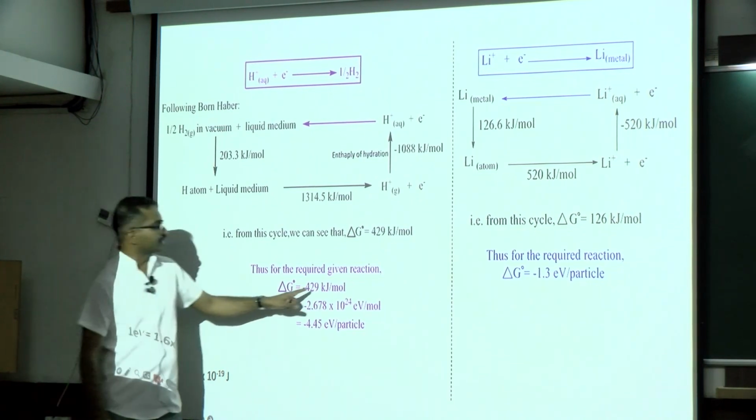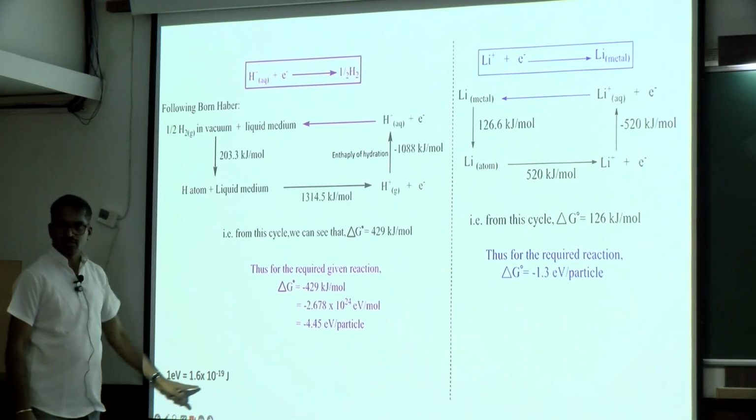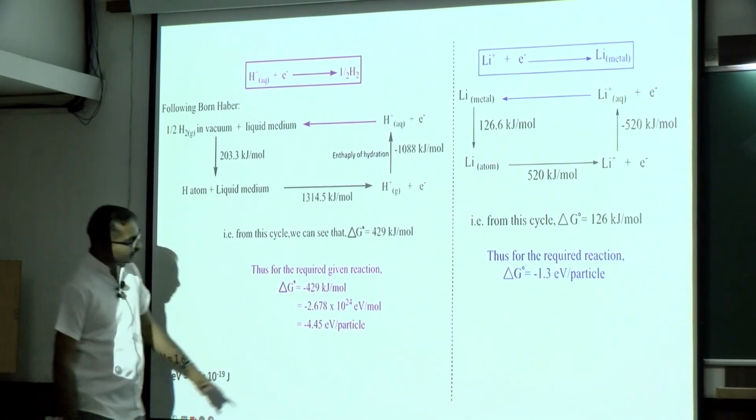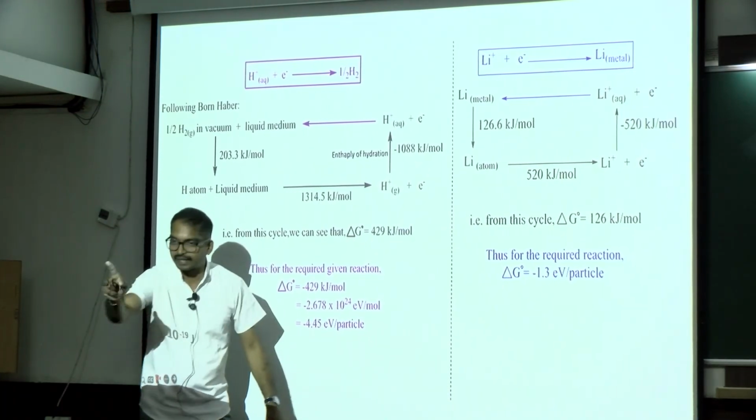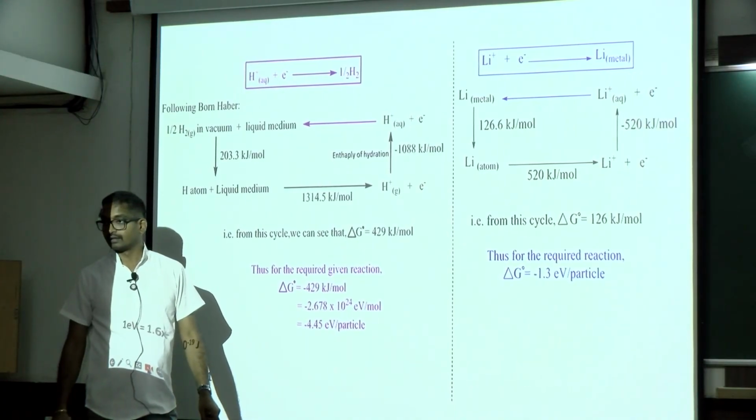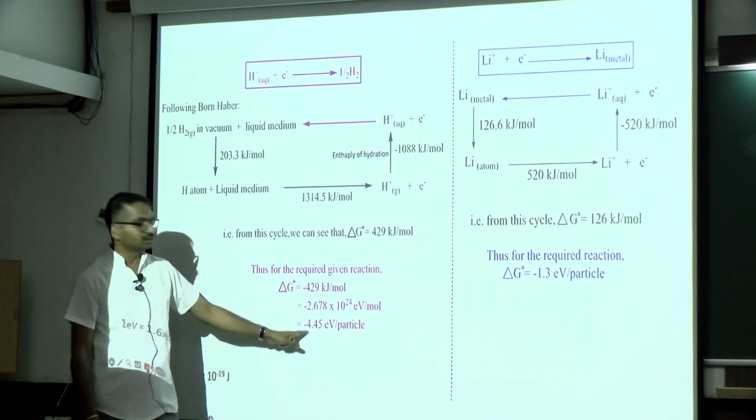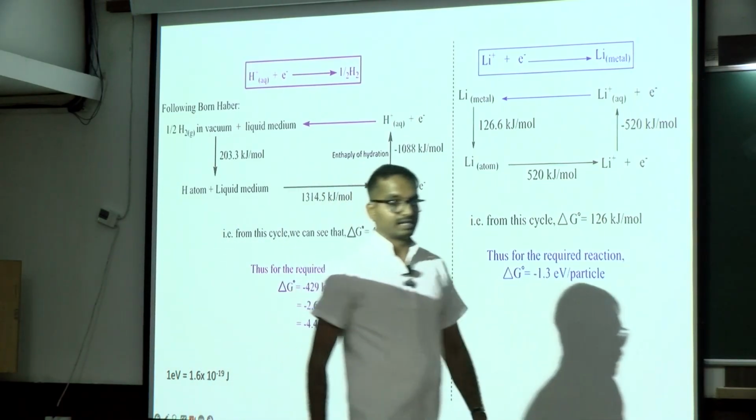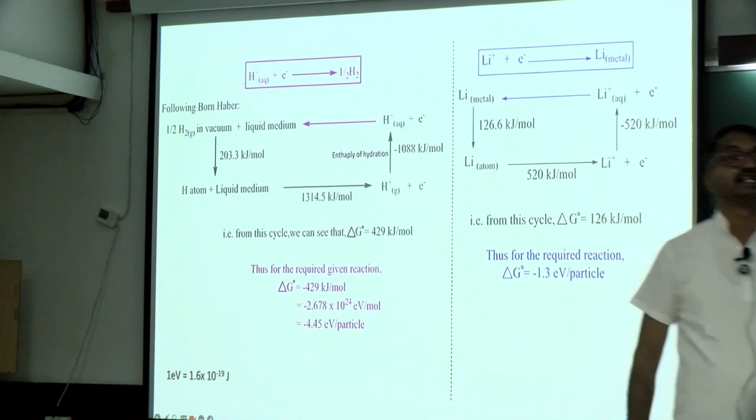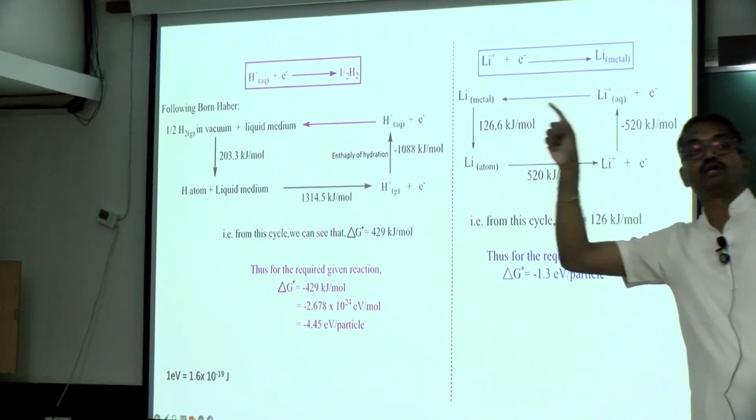Now if you divide by the Avogadro number, I did not do that. What I have done, I have converted kilojoules to electron volt, okay? Because I have this conversion, 1 electron volt is this many joules. And then I divide by Avogadro number, that tells you the energy involved for 1 particle. What is that 1 particle here? Hydrogen atom. This is how much? Minus 4.45 electron volt per hydrogen particle. That is the energy which is evolved when H plus in aqueous medium takes an electron and goes to H.